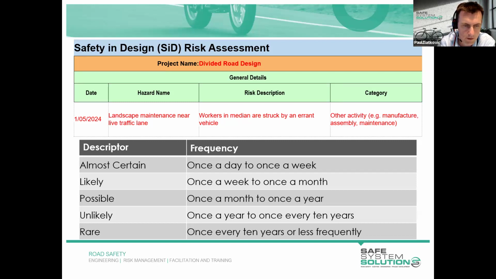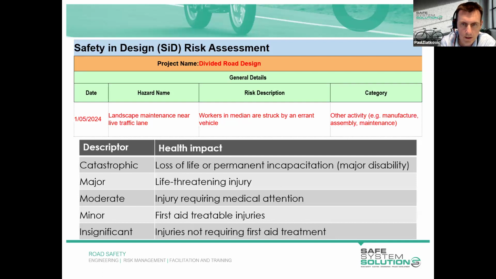So that was looking at likelihood. Now we'll go to consequence. We'll do another poll that considers the consequence of the risk occurring. The risk is someone struck by a vehicle, probably travelling at some speed along that road. Responses are coming in.